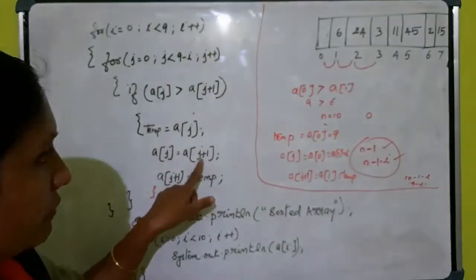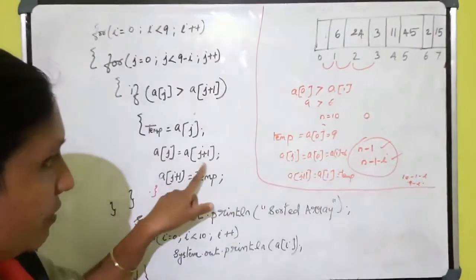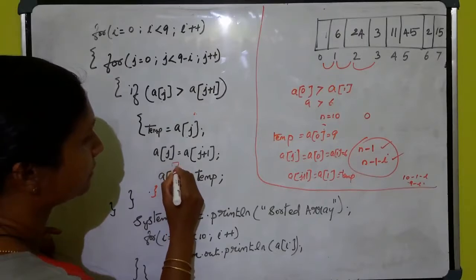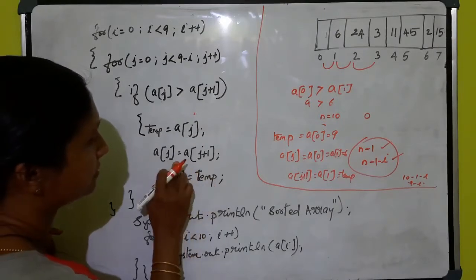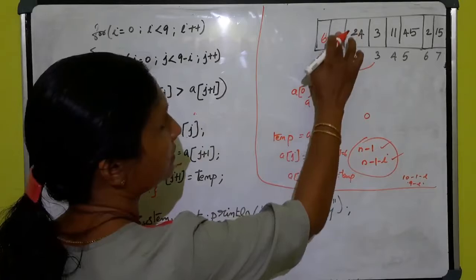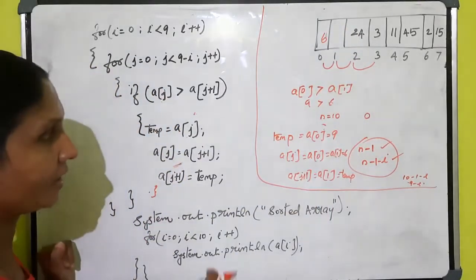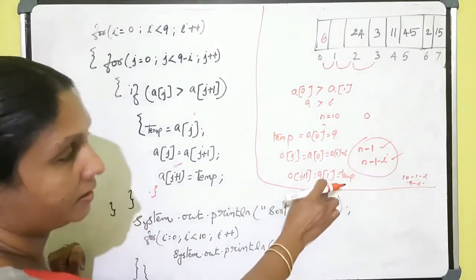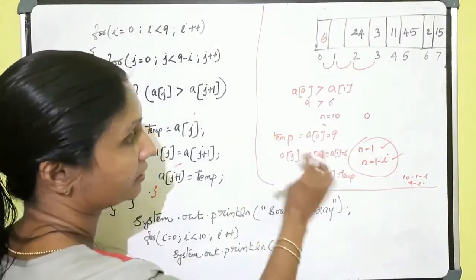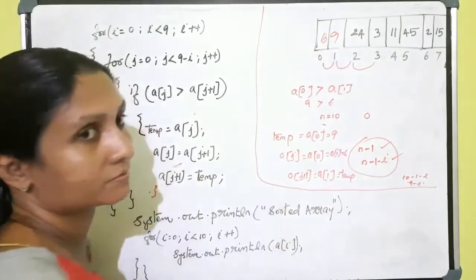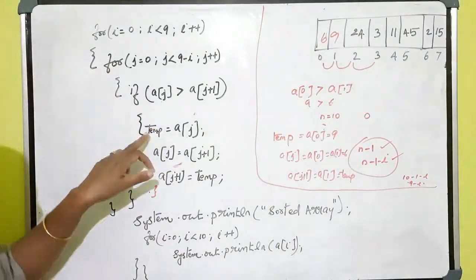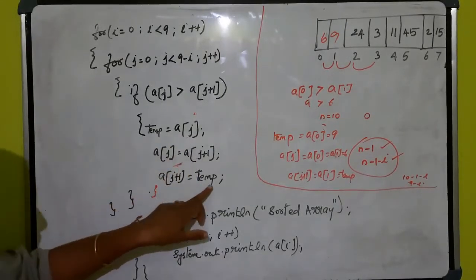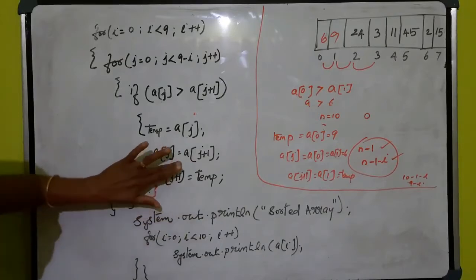See, a of j is equal to a of j plus 1. a of j is a of 0, a of j plus 1 is a of 1. Then you will get a blank space here and you can place 6 here. See, here 6. That means you will get a blank space at a of 1, a of j plus 1. Then there you can store the temp value. Like this: temp is equal to a of j, a of j is equal to a of j plus 1, a of j plus 1 is equal to temp. This is the main thing here.